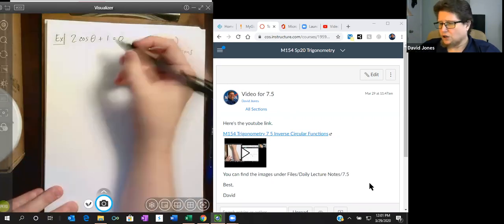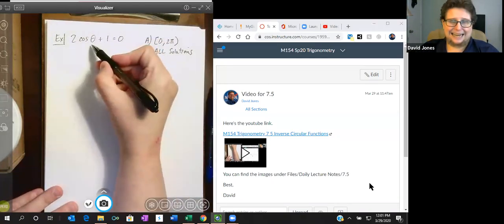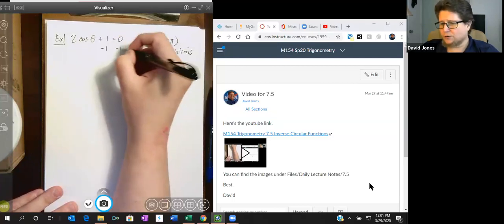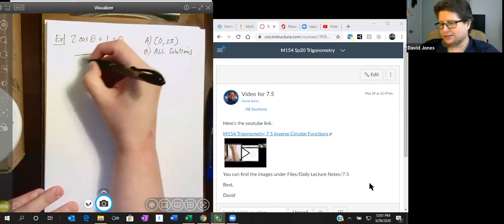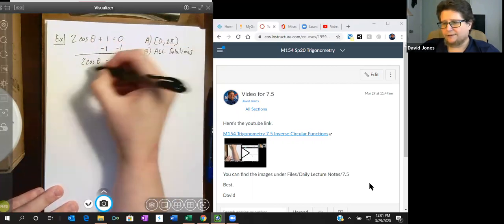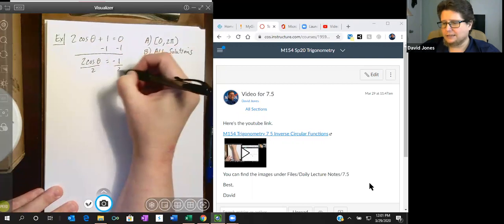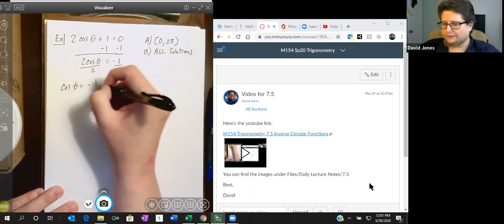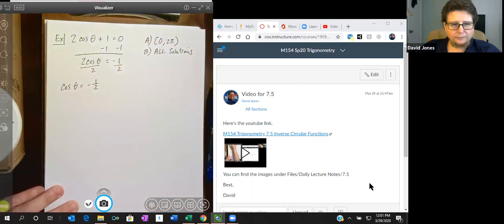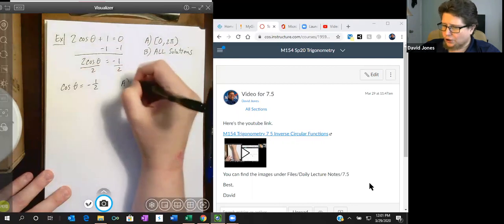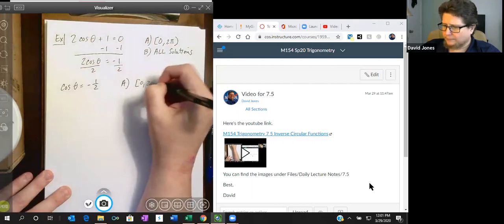Okay, so I'm going to treat cosine theta like x. When we'd solve linear equations, we'd subtract the constant to the other side. We divide by the coefficient. And I get cosine theta equals negative 1/2. So part A, where does that occur in 0 to 2 pi?